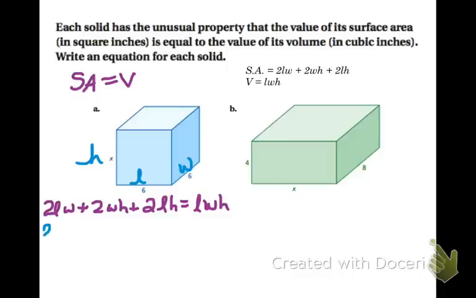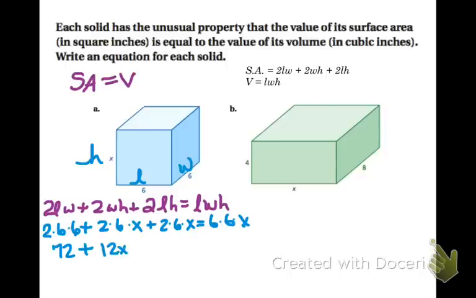So 2 times 6 times 6 plus 2 times 6 times x plus 2 times 6 times x would be equal to 6 times 6 times x. Now just simplify. We just want to multiply these to simplify them. So 2 times 6 is 12, and 12 times 6 is 72. 2 times 6 is 12, and 12 times x is 12x.